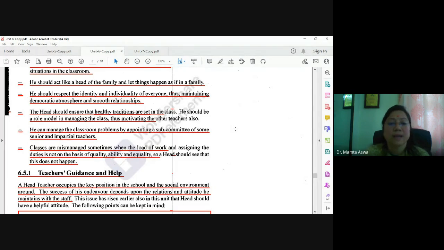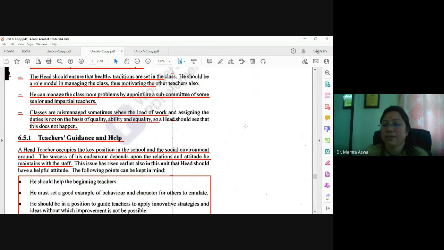The head should take care that healthy traditions are set inside the school, so that the school becomes a role model. We must motivate the teachers, the class, and the staff also for better functioning of the school. If any problems come up, committees can be formed so that the particular committee takes decisions on any problem related to students, or mismanagement of staff, teachers, etc. So, lots of work.